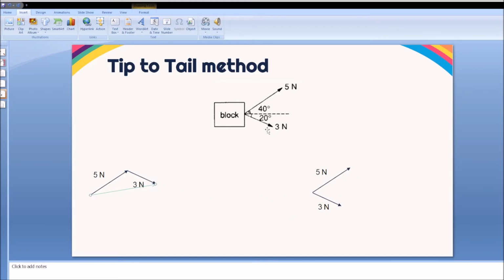Okay, so now if we do this the other way around, the resultant force of this 5 Newton and 3 Newton block is the same as if I apply a 3 Newton force first, followed by the 5 Newton force in the same direction. Right, the resultant force is still the same. I can just bring this over here to show you that it matches exactly. So basically, the tip of this 3 Newton is joined to the tip of the 5 Newton. So either way, you will always get the same resultant force.